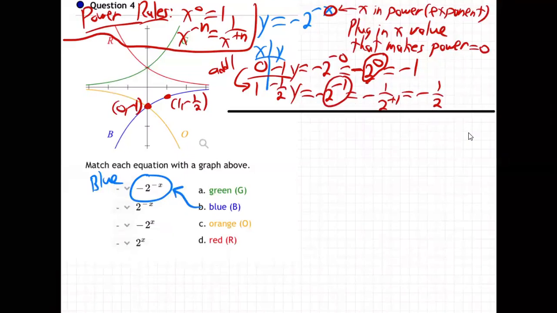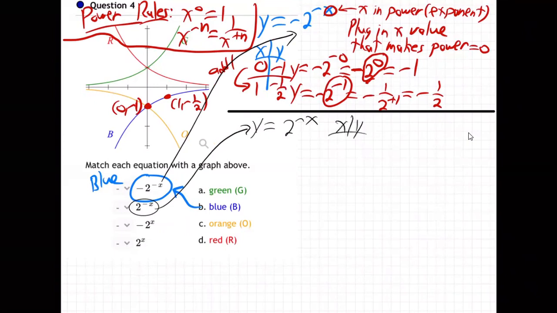Try the next one. So on the next one, I'm gonna grab this next one. I'm gonna go y equals 2 to the minus x. So I started with this one. Now I'm doing this one. What am I gonna do? Same old thing. X, y table, start with 0.